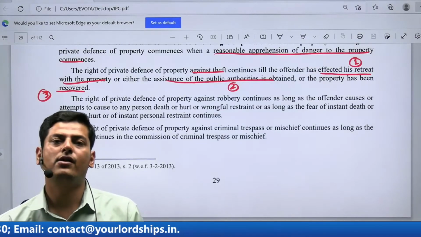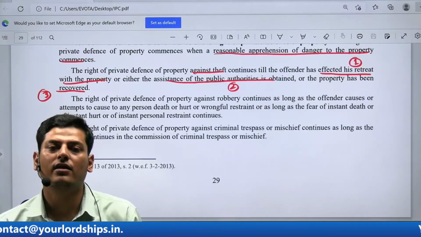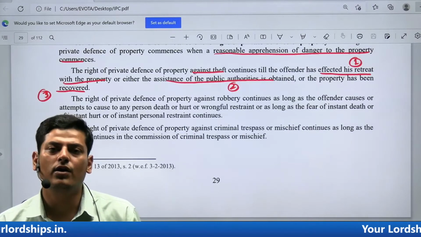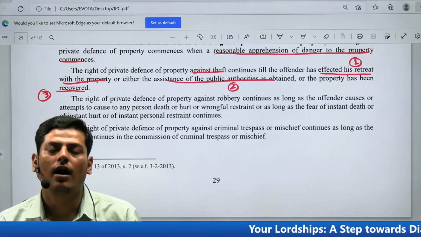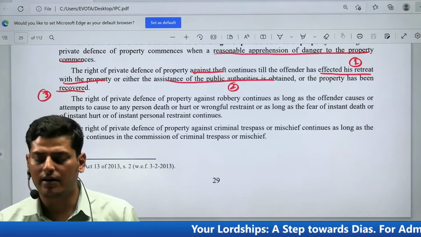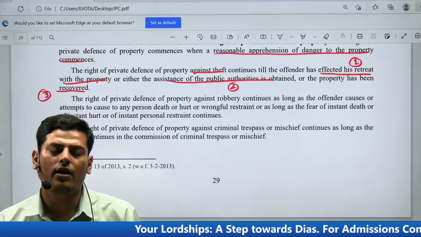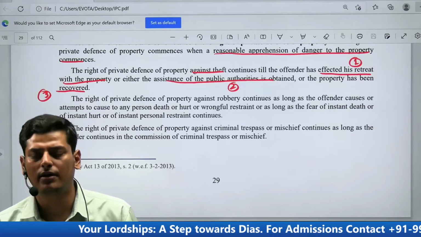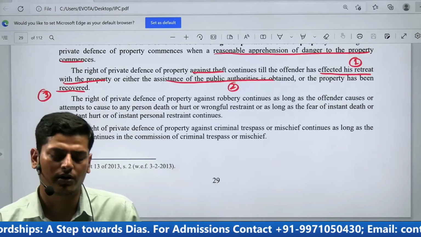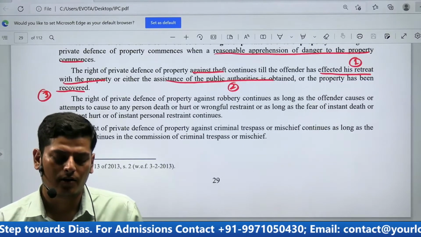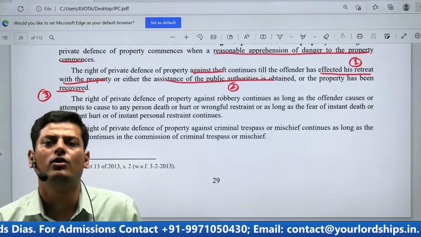Right to private defense of property against theft, इसके कंटिन्यूएंस में 3 पॉइंट हैं, वो याद रहने चाहिए. It continues until the offender has effected his retreat with the property, or assistance of public authorities obtained, or the property has been recovered. Simple question they will ask, and you might get confused in the terminology.